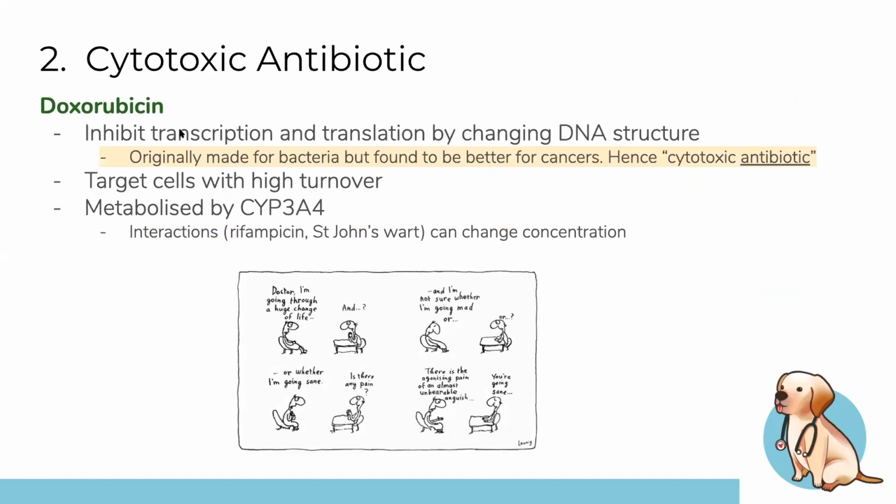The next one is cytotoxic antibiotics. Again, it's quite in the name. It's basically an antibiotic that was originally made for bacteria, but they found that it was very, very strong and could be used for cancer. They target cells with a high turnover rate, and there are some drug interactions which are important to just know that they happen.